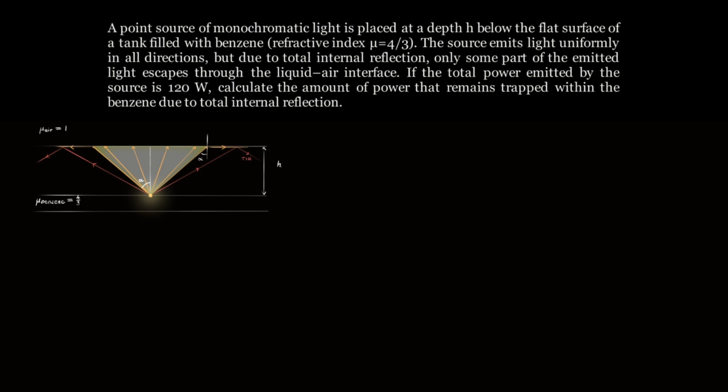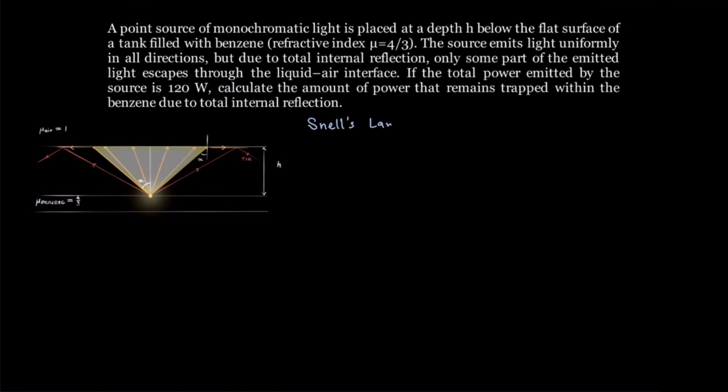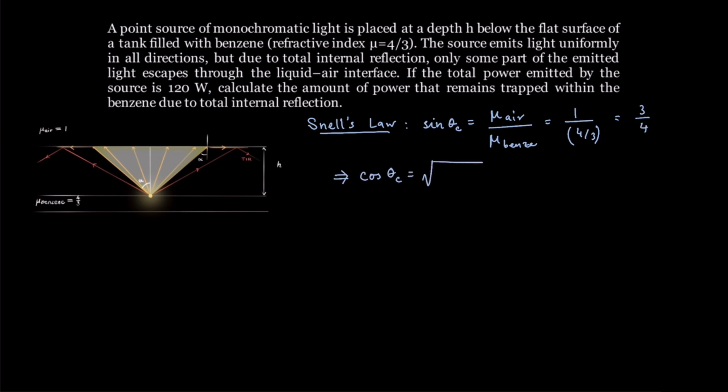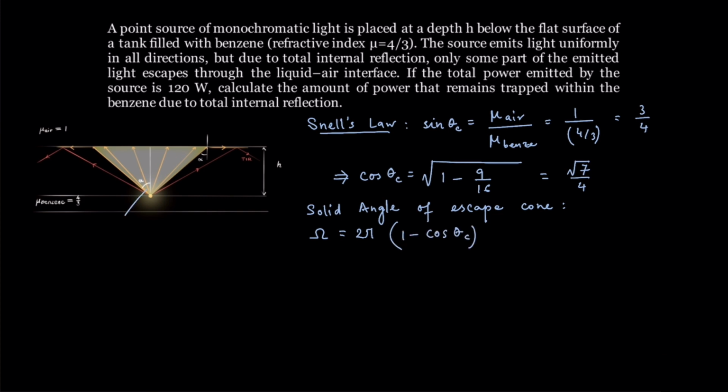To find out how much power remains trapped, we first calculate the critical angle by using Snell's law, which is the formula used to describe the relationship between the angles of incidence and refraction. Now that would give us the half angle of the escape cone. And then we use the solid angle formula for a cone, which is omega equals 2 pi times 1 minus cos theta c, to determine what fraction of the full sphere is actually escaping.